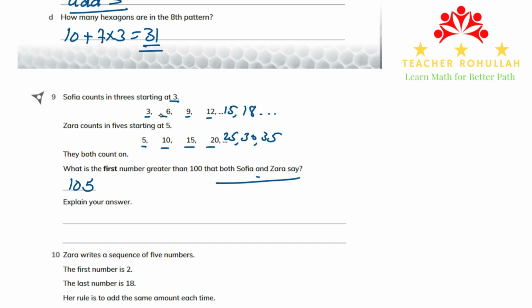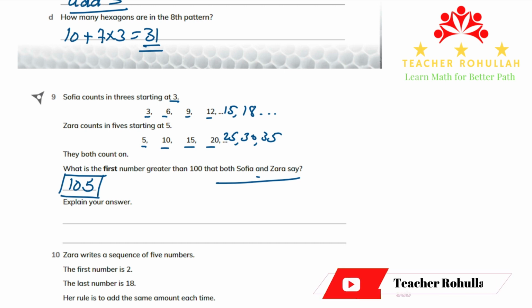105. Why? Because we know 10 times 3 is 30. So 30 times 3 is 90. Again, if we count on from 90 in 3s, we will have 93, 96, 99, 102, and 105. The same way, 20 times 5 is 100, and 21 times 5 is 105. So 105 is the first number that both Sophia and Zara say, and that number is more than 100.